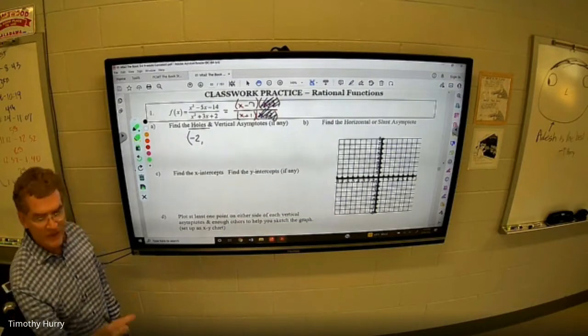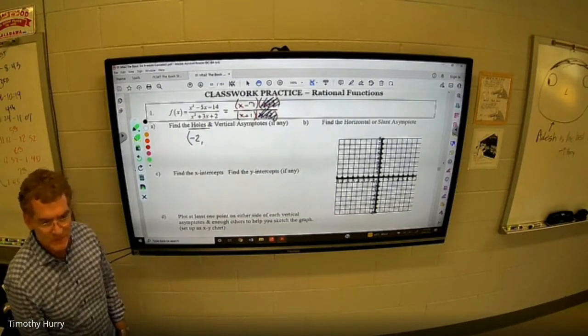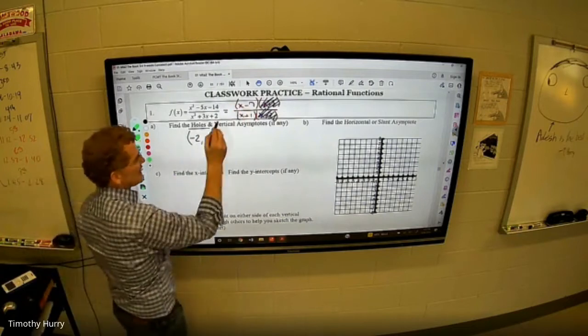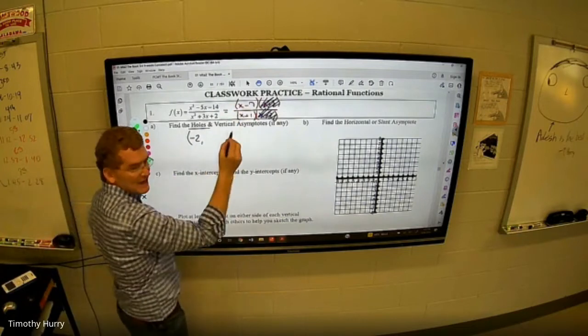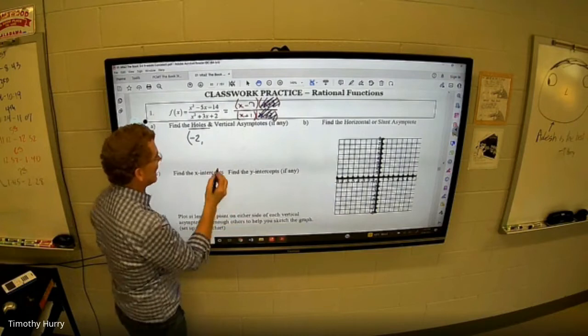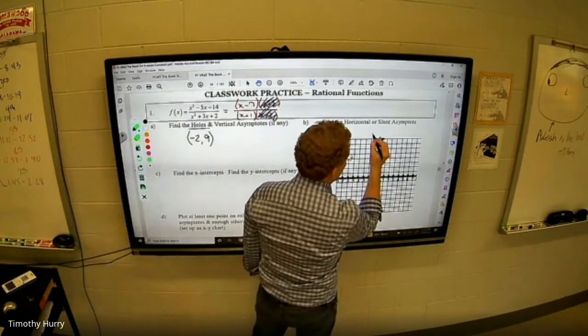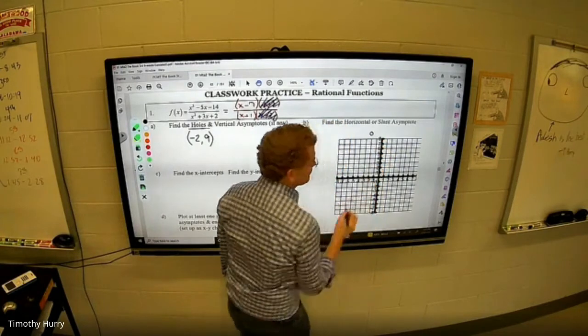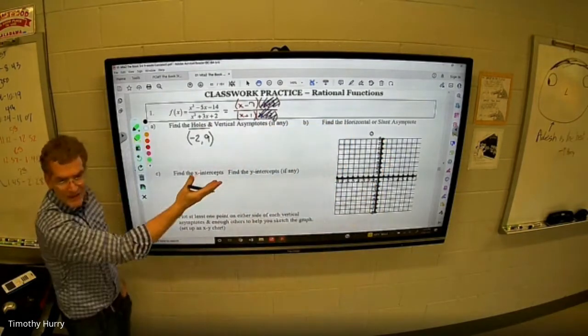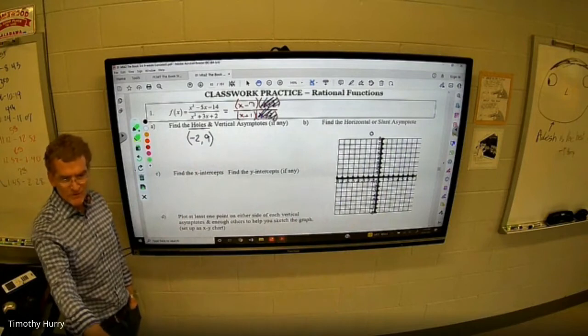Now, how do I find the y-coordinate of that hole? Plug that back into what's left, and that gives me a -9 over a -1, which is 9. So there's a hole at -2, 9. I could even go and plot that. I'm going to put it up there, even though it's off my graph. That would be about where -2, 9 is. Are you with me so far?